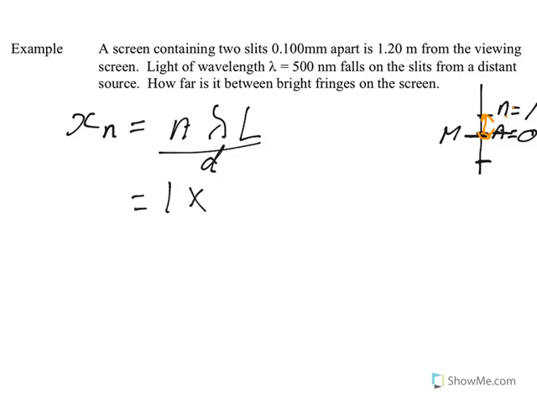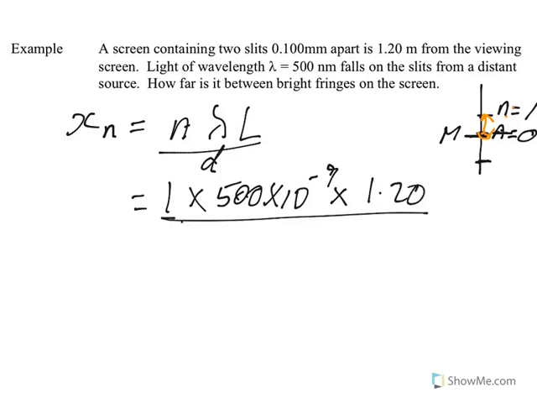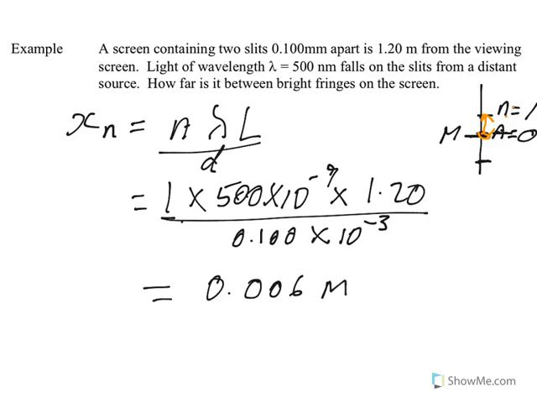So 1 times lambda, 500 by 10 to the minus 9, times L, 1.2, over the distance between the slits, 0.100 millimetres, so 10 to the minus 3 metres. When you do that, the distance between is 0.006 metres, which is 6 millimetres. So that's it.